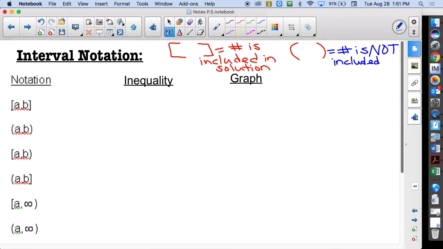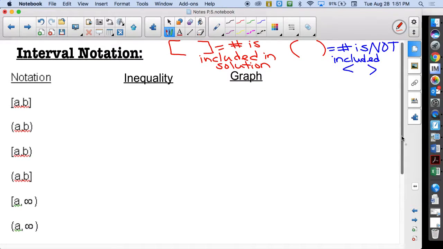That's just your less than, your greater than. So if you have less than or greater than, that's what parentheses represent. But the answer is not part of the solution. Even though it's there, it's going to go up to it, or it could start after it, but it's not going to be part of the solution.